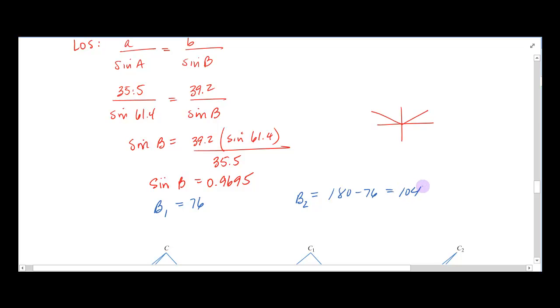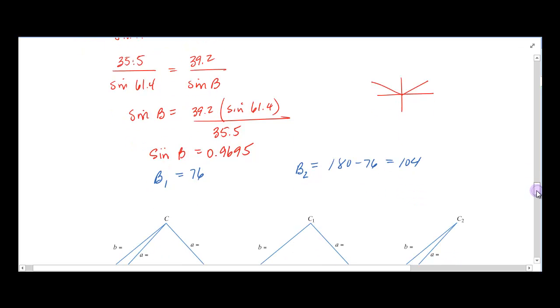Now just to check, to be consistent, do both of these angles work? Do I need to throw an angle out? I don't know yet, so let's see what we've already got. I know that the measure of angle A is 61.4. So 76 plus 61.4 is equal to 137.4. So with angle B added to angle A, I'm less than 180, so I have some wiggle room for my last angle C of this triangle.